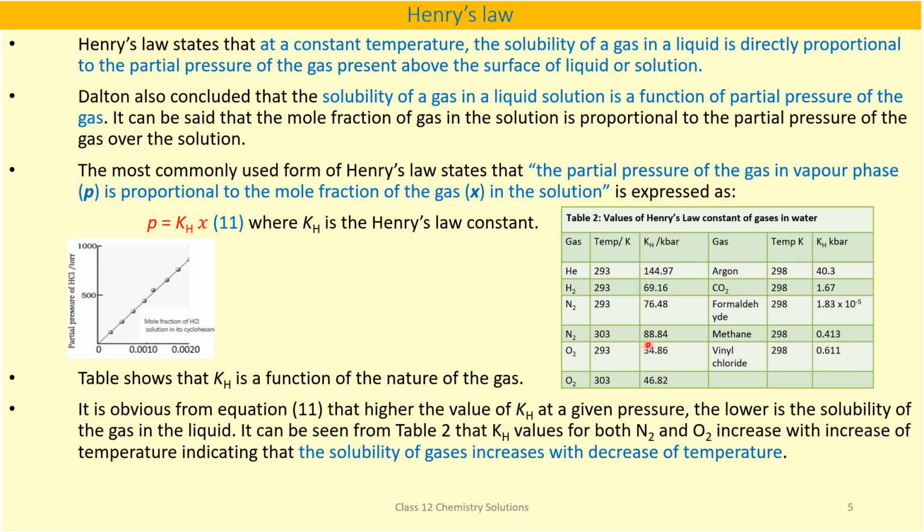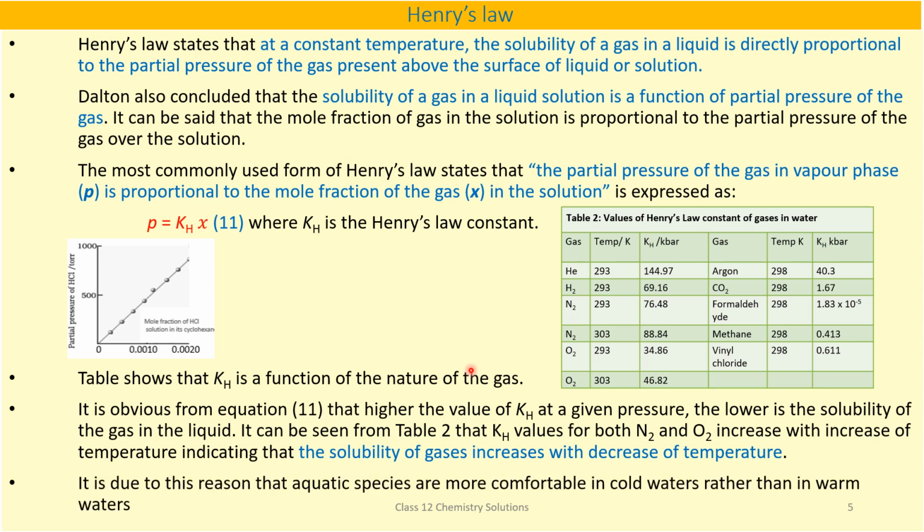See, for nitrogen the solubility was 88, so it decreased to 76. It is due to this reason that aquatic species are more comfortable in cold water rather than in warm water. So temperature decrease means they are comfortable.